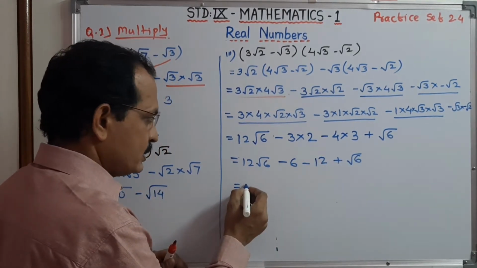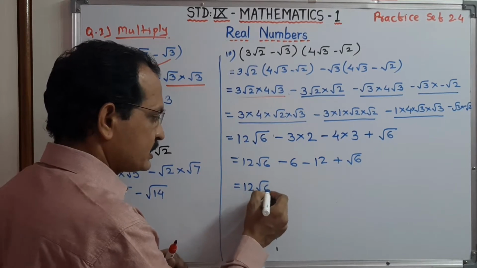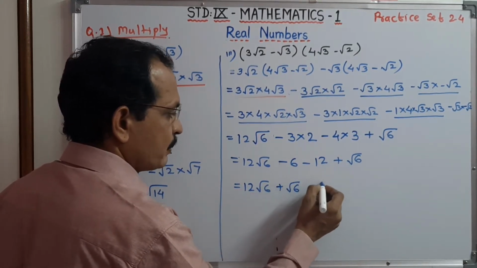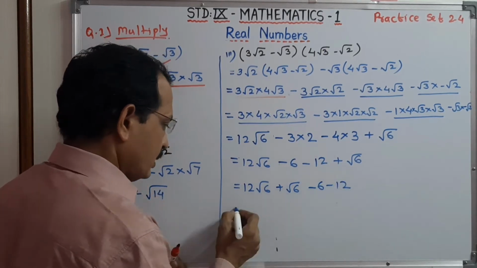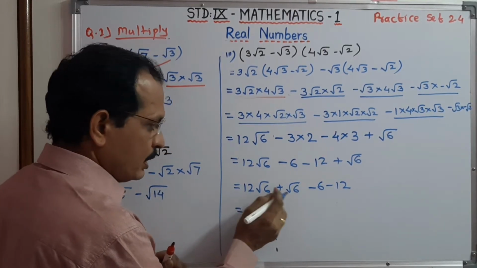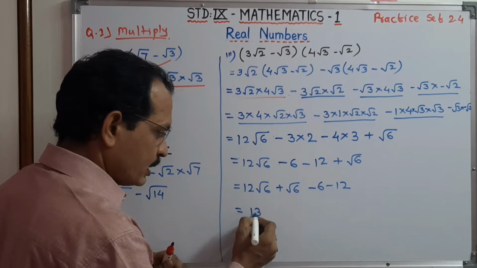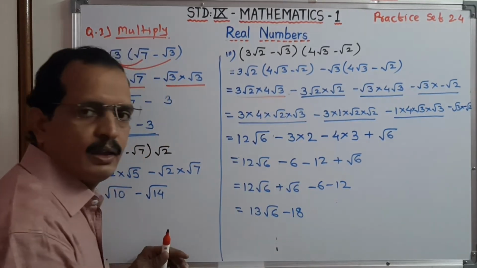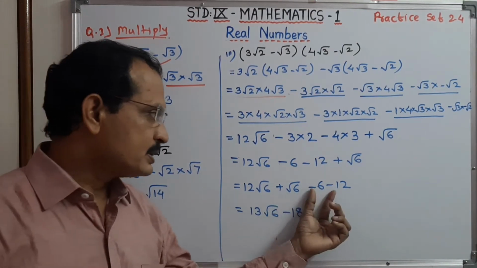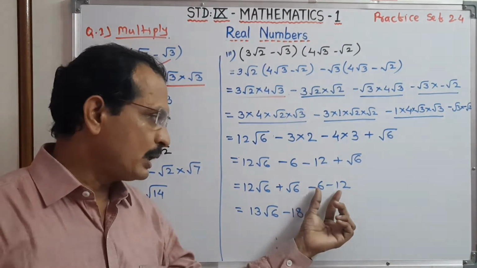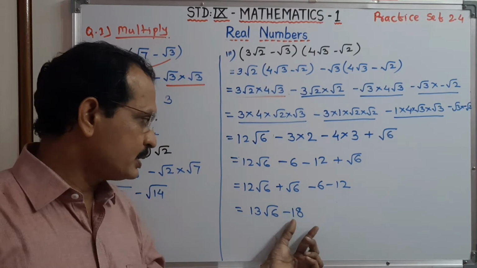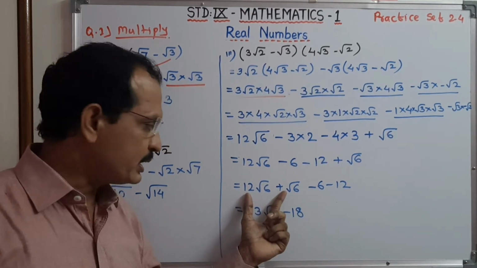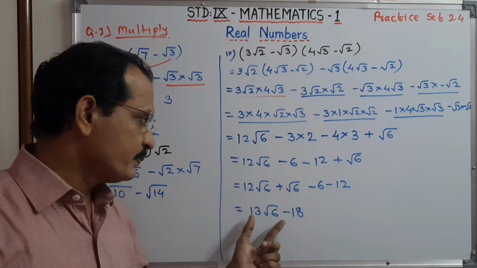Now see here, 12 root 6 minus 3 into 2, it is minus 6, minus 12, plus root 6. Dear student, see here, 12 root 6 plus root 6 minus 6 and minus 12. Therefore, it is 12 and this is 1, therefore 13 root 6 minus 18. Dear student, see, signs are same. Do the addition and sign is minus. Here it is 12 and here it is 1. 12 plus 1, it is 13 root 6.